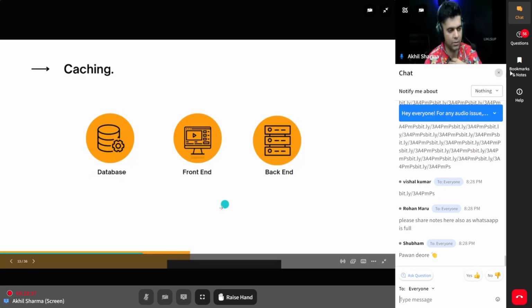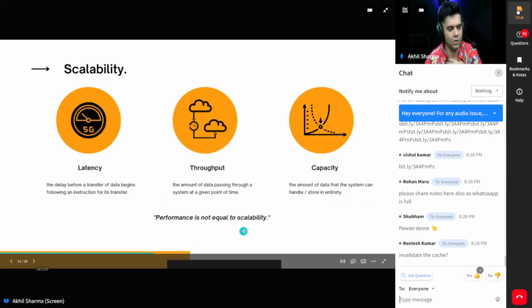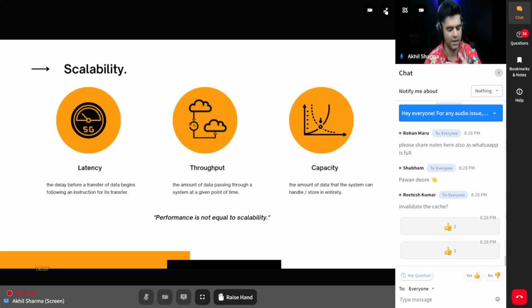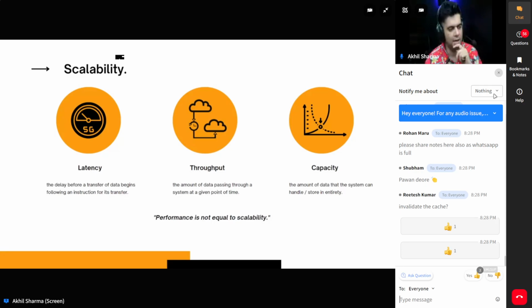Now comes scalability. So we are in a session by Scalyr, where you think about the scale of products, right? So scalability is something that you have to think about when you're designing a system. That's the most core important fundamental, right? So scalability has three axes: latency, throughput, and capacity.